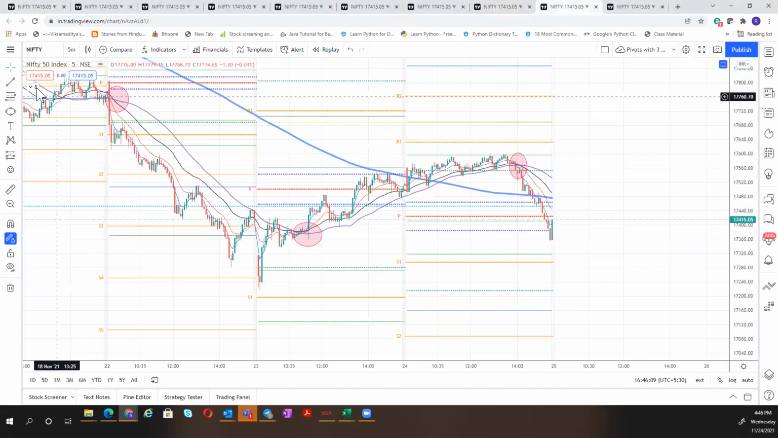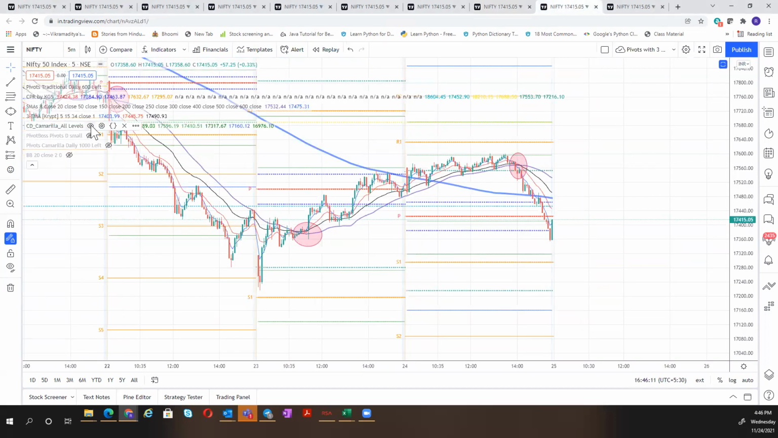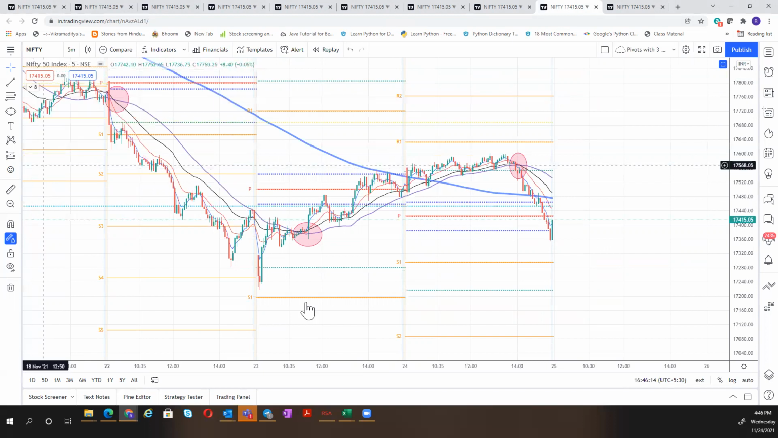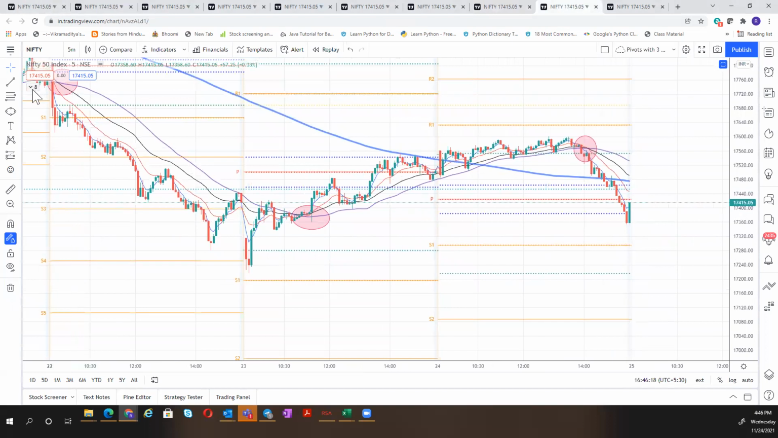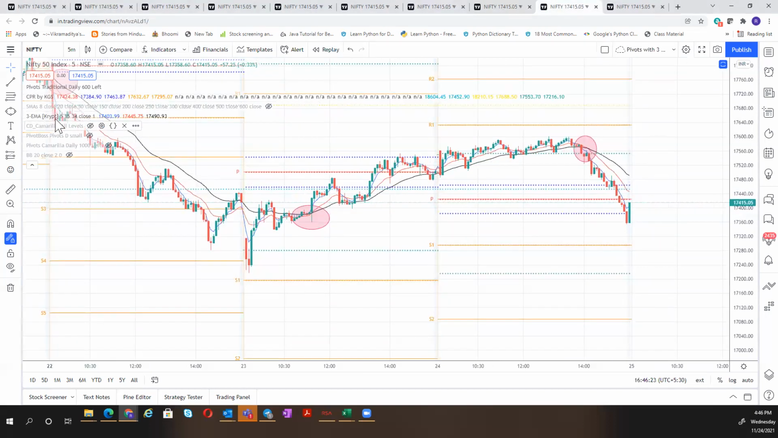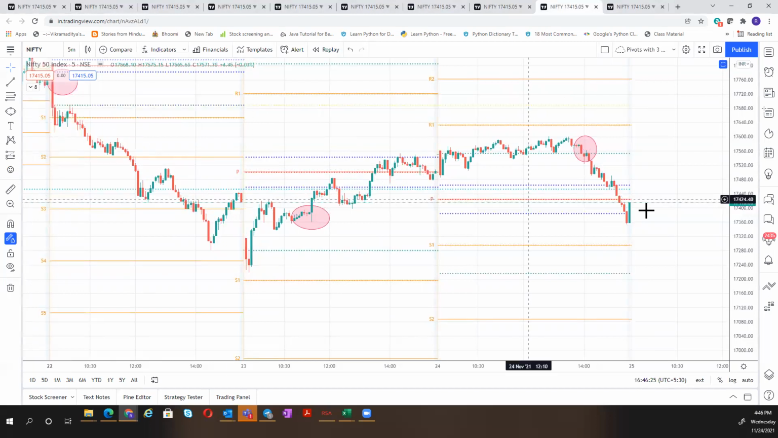Why Camarilla pivots? Let me quickly show you why I'm using Camarilla pivots. All right, so these are the pivots. I'm going to remove the SMAs and also the EMAs. Remember, my primary objective of introducing EMA is for you guys. Before using EMA, first comes pivot and the price action, and then EMA for better entry in terms of scalping.